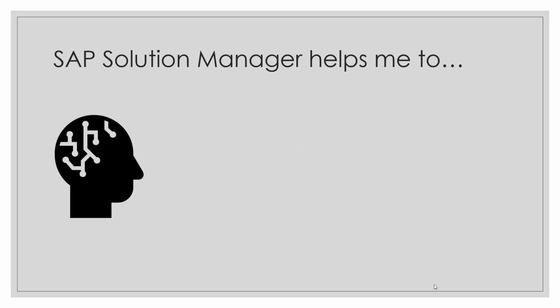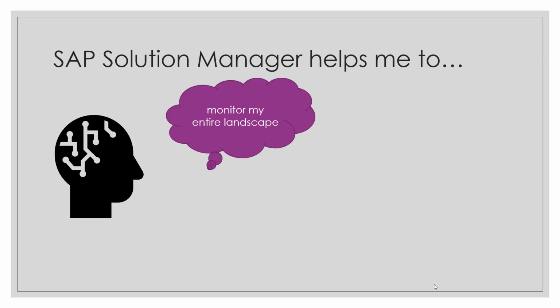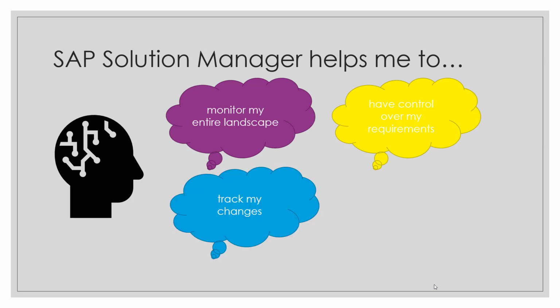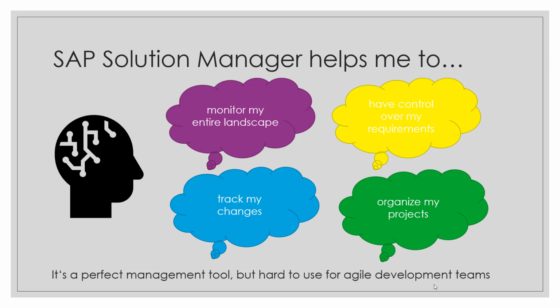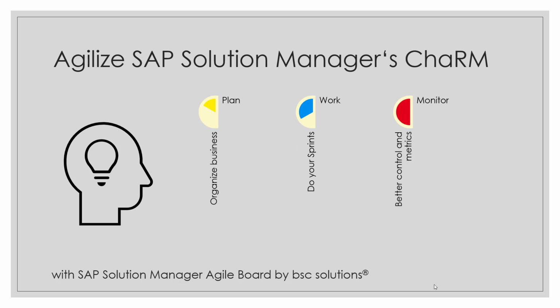To keep track of all my changes, I normally use the SAP Solution Manager. It is the first solution awarded in all 15 ITIL processes of the Pink Elephants certification. It helps me to monitor my entire landscape. I have control over all my requirements. I can plan and track my changes, and I can organize my projects. So it's a perfect management tool, but hard to use in Agile development teams.